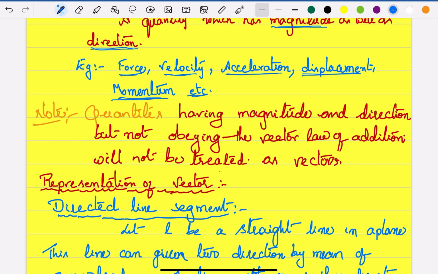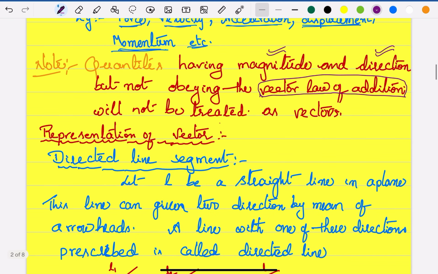Quantities having magnitude and direction but not obeying the vector law of addition will not be treated as vectors. So the quantity should have magnitude and direction, and it should satisfy the vector law of addition. Then we can say that it is a vector quantity. Otherwise, it is not a vector quantity.